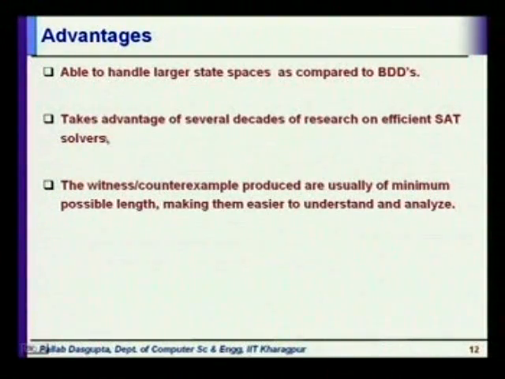Another advantage of BMC is that the witnesses produced are usually of minimum possible length, because you are iteratively increasing the bound. So you will get a shorter witness, which is easier to debug, because finally the verification engineer will have to see the counter example, debug that and find out where the error lies.